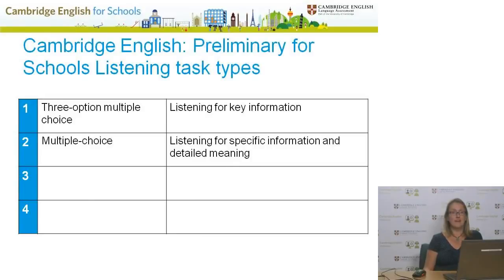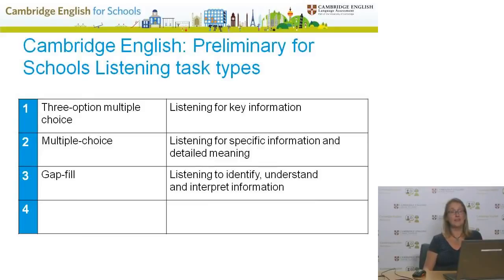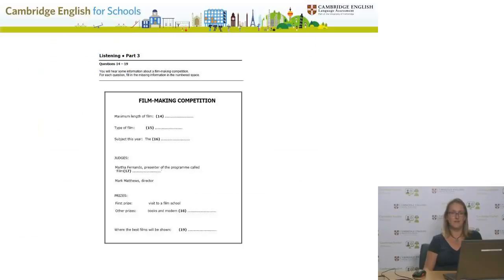After that, in part 2, candidates listen to a longer monologue or interview. There are then 6 multiple choice questions to answer. Then, in part 3, candidates also listen to a longer recording giving information about places or events. On the question paper, there is a page of notes summarising the content of the recording. 6 pieces of information are missing from the notes, and candidates have to write the missing information in the numbered gaps. As you can see, the task on the screen is about a filmmaking competition.